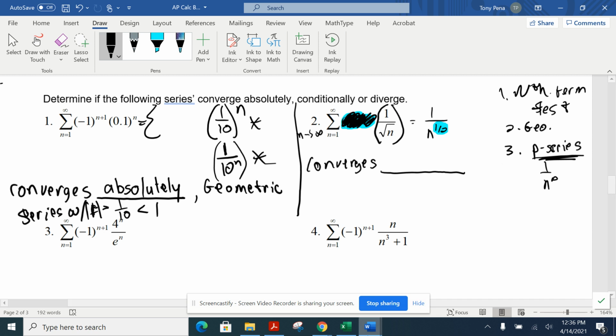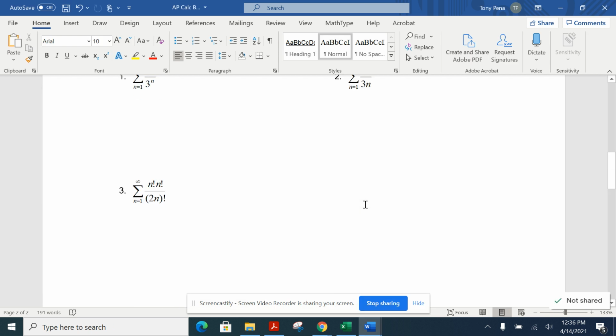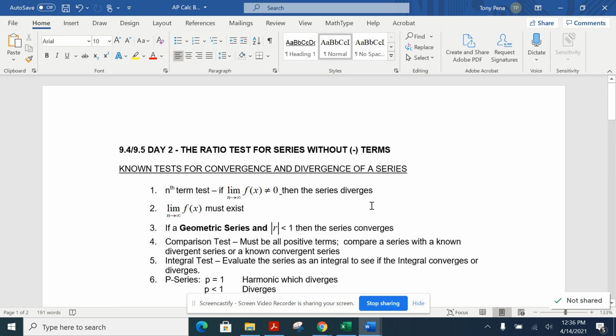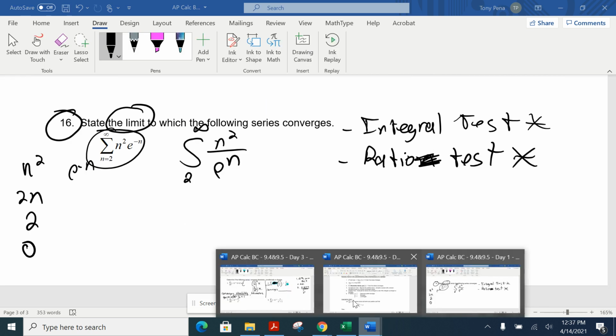I don't think I have those notes. So, oh no, it was the first day of notes. We should all know that, right? Here it is. P-series. All right, if it is less than 1, it diverges, right? So that's what we're dealing with right here. So that guy diverges on its own.